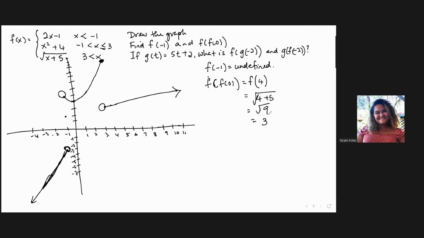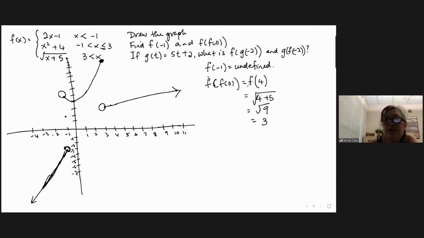Yes. So you can actually read it from the graph if you want, but be careful when they're both open circles. Or if this is given to you as a piecewise function and you're not asked to draw the graph, then you have to know which equation to use.